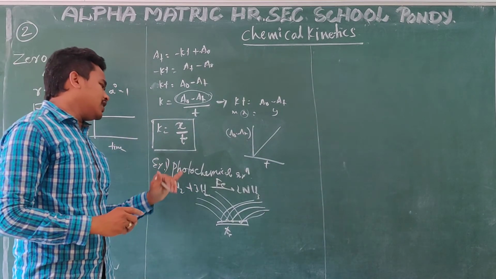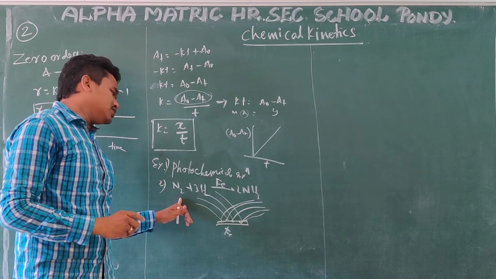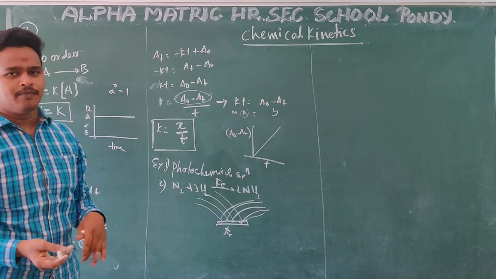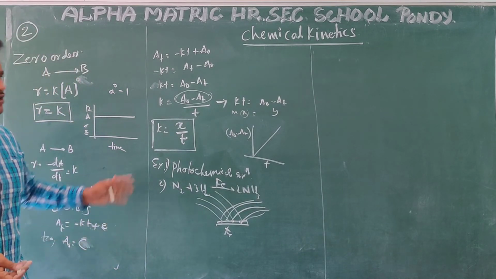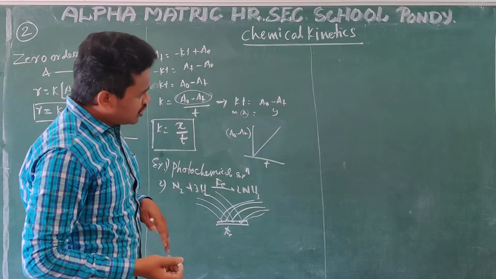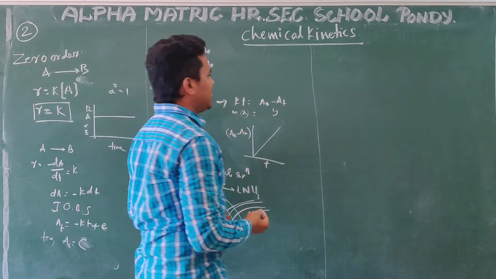All the photochemical reactions come under this. Decomposition of ammonia and formation of HCl, H2 plus Cl2 gives HCl, also come under zero order reactions only. And what we are going to study next is first order reaction.